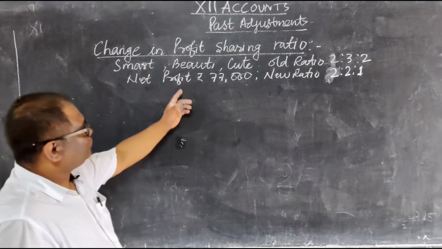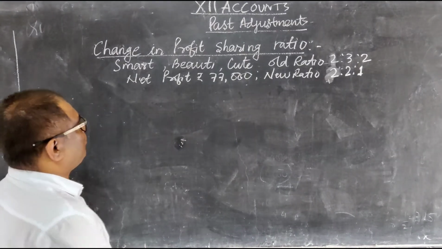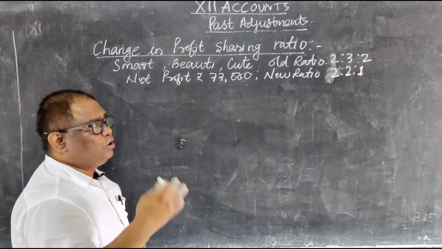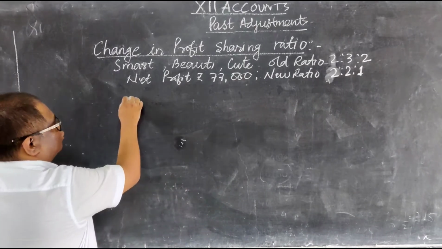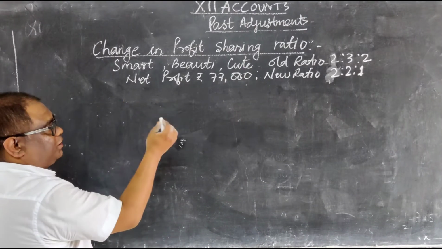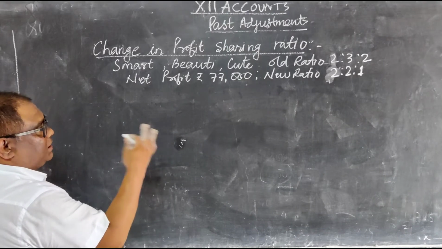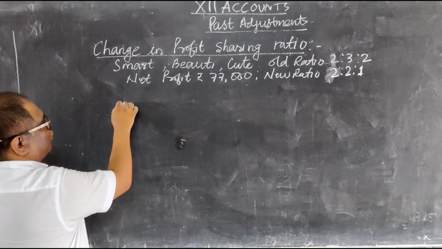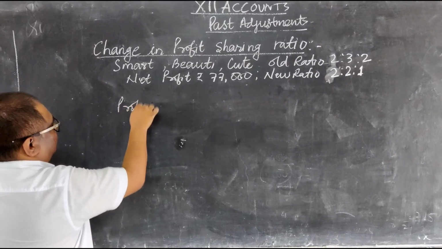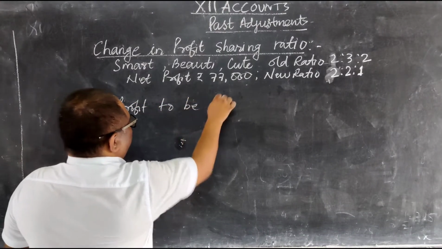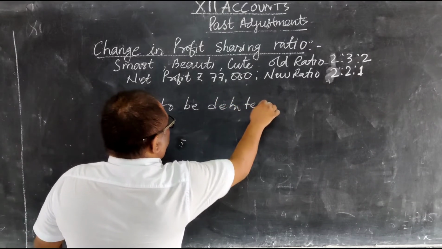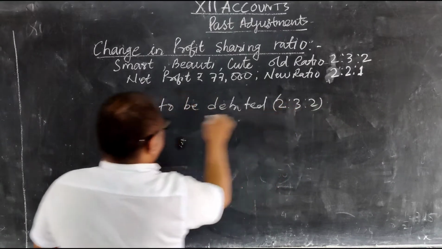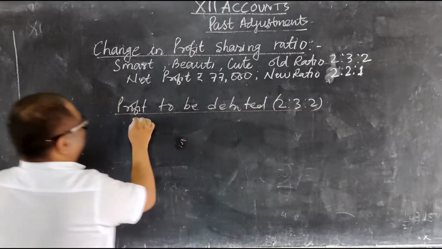So now, if you see here, 77,000 is the profit. The profit was distributed before in the ratio 2:3:2, 77,000. That we have to take back. So that means profit to be debited, which was already distributed in the old ratio. Now we have to debit this one.